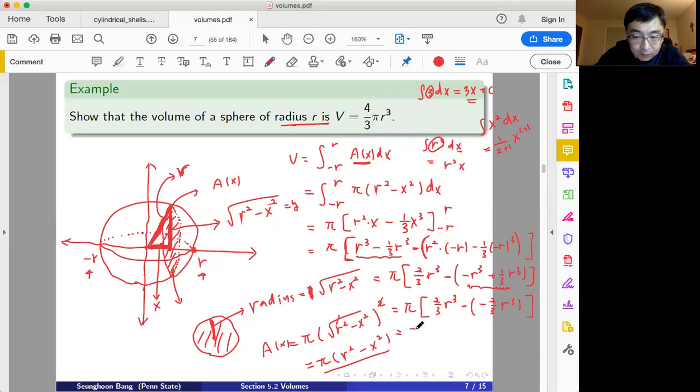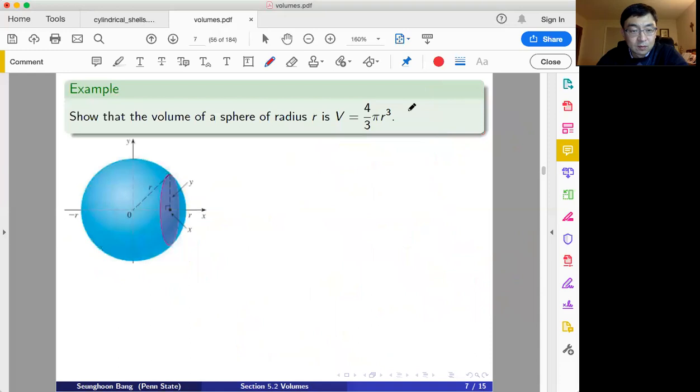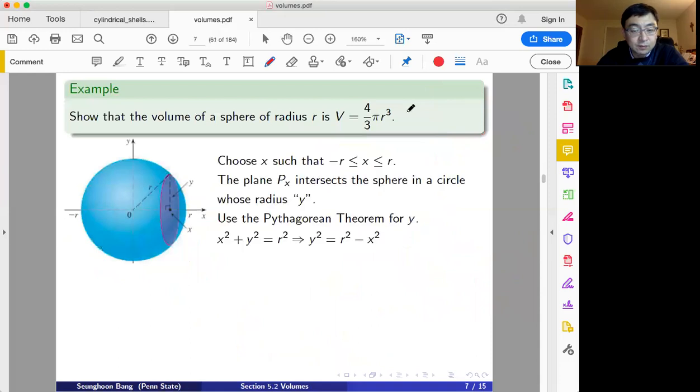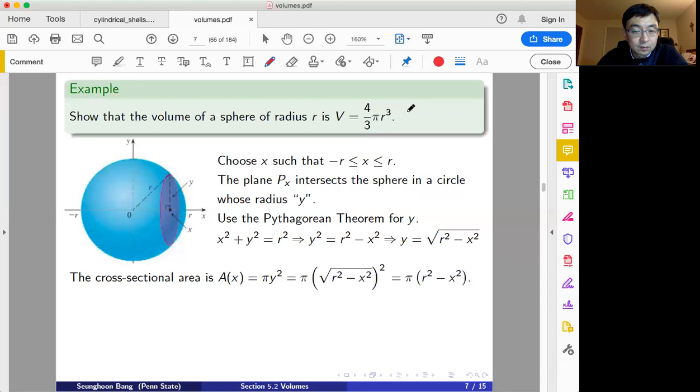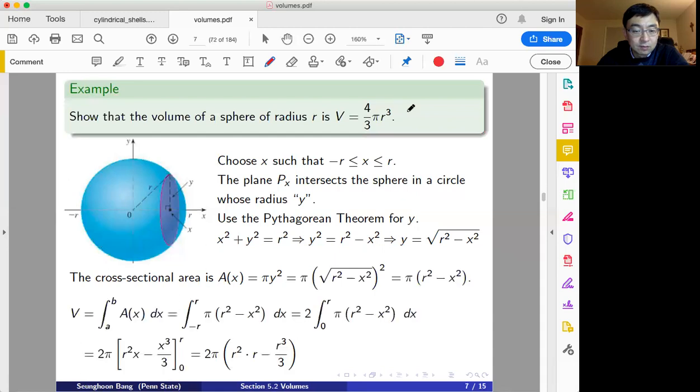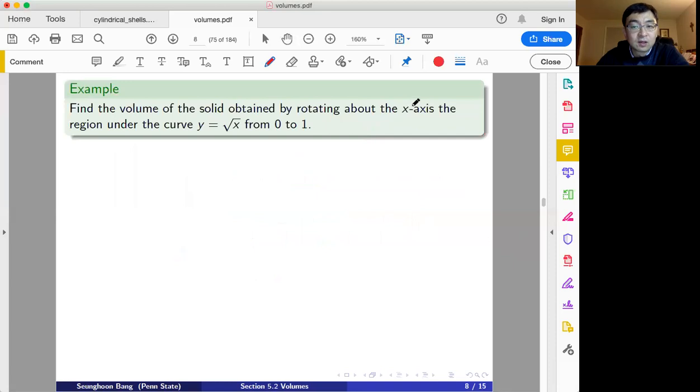So we have pi times, you can change this one to the positive. So 2/3 plus 2/3 is 4/3 r cubed. You have to interchange pi and 4/3. So 4/3 pi times r cubed. This is the whole idea for solving this problem. Yes, we have this result. So like this. Right? This one. The next tip.